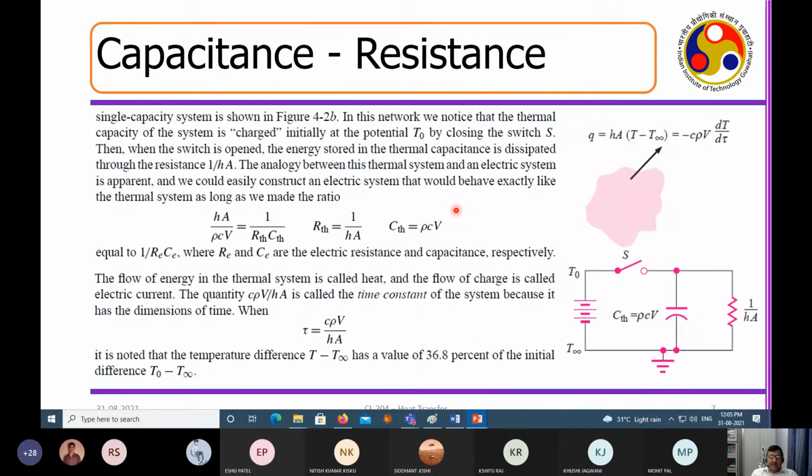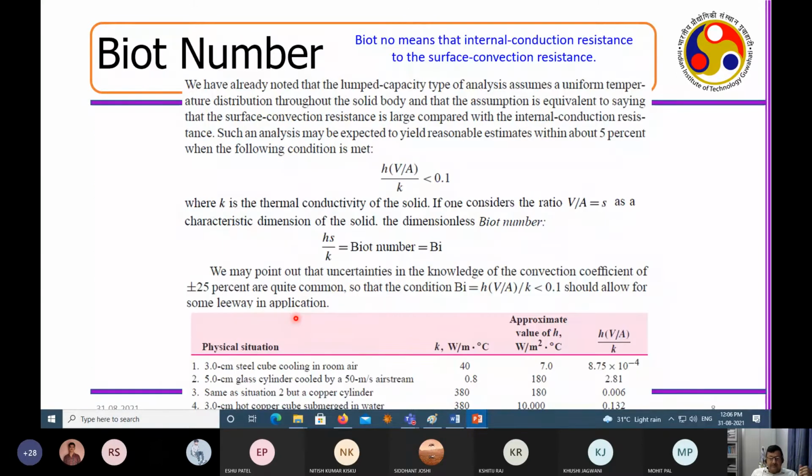Once you do that, then from there you can get a time constant. What is this time constant? Essentially, the capacitance multiplied by the resistance. Capacitance will try to hold the heat, whereas conductance, the reciprocal of resistance, will try to diffuse the heat. A balance between these two will determine the kinetics of the process, or the time of the process.